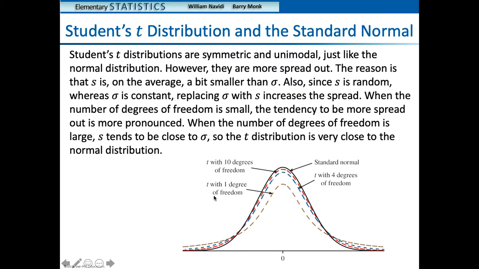So as the number of degrees of freedom increases, that also corresponds to a larger sample size, right? What that tends to do is that the sample standard deviation will become a closer and closer approximation to sigma. And so the student's t distribution will start to look more and more like a normal distribution.